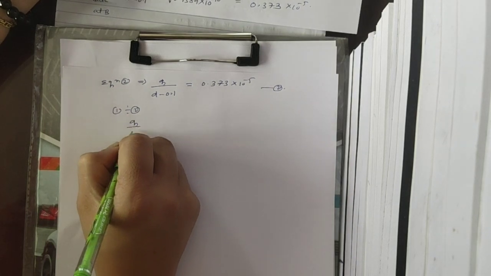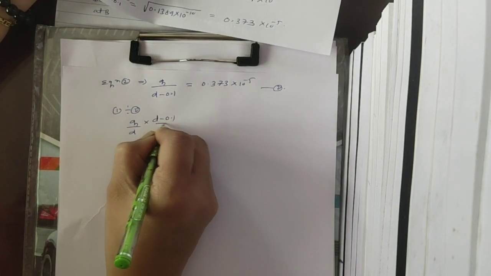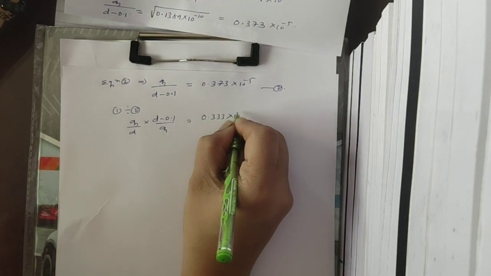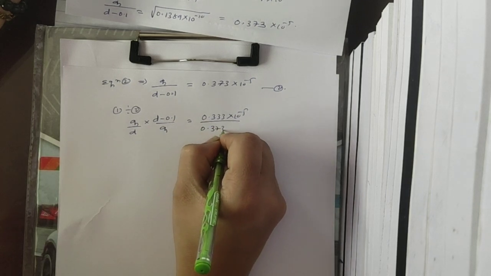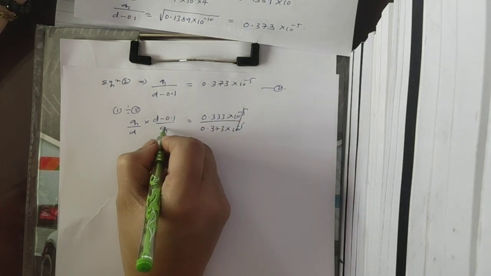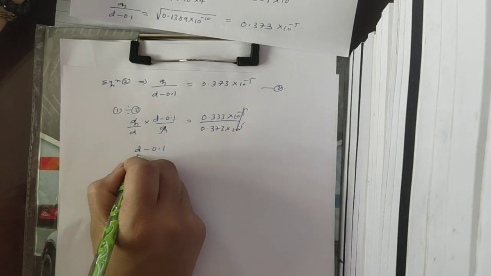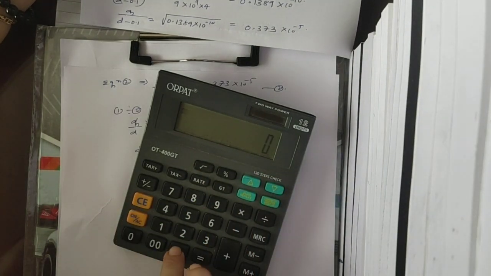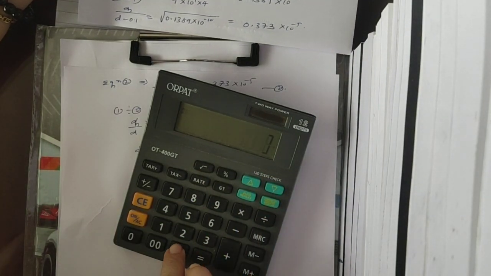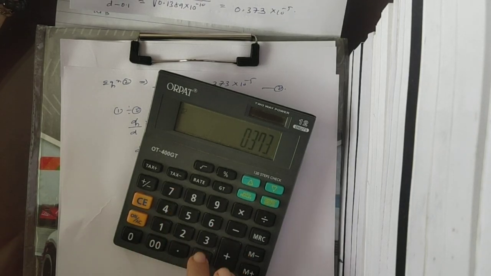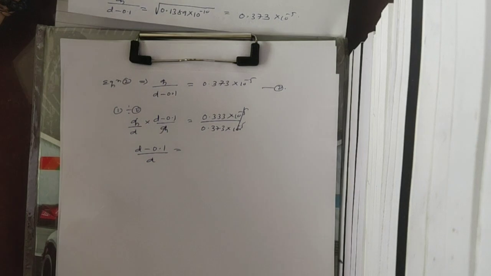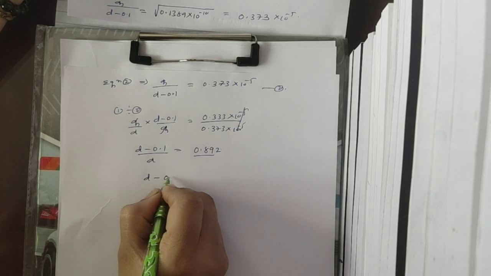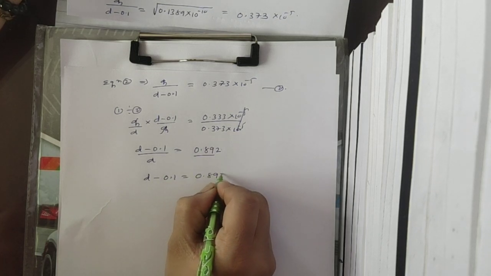Now we will do 1 divided by 2. Equation 1 is Q divided by D, so it will be D minus 0.1 divided by Q. Equation 1 is 0.333 into 10 to the power minus 5 and equation 2 is 0.373 into 10 to the power minus 5. The powers cancel, Q cancels. D minus 0.1 divided by D equals 0.333 divided by 0.373, which equals 0.892. We take this to this side: D minus 0.1 equals 0.892 D.